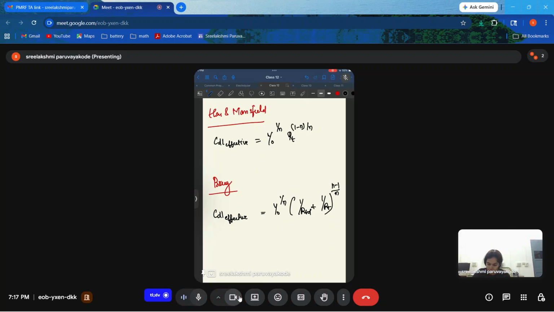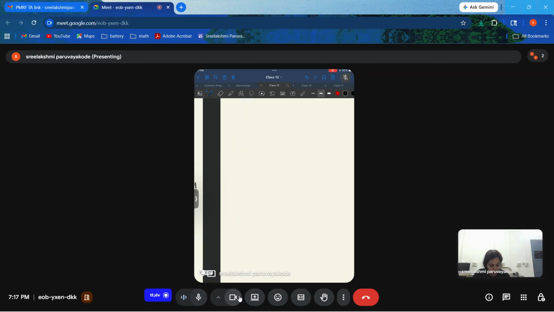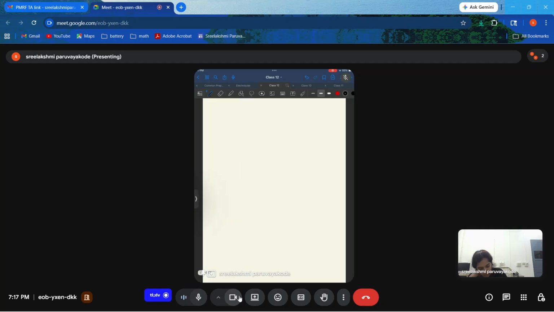So now we are going to look at the porous electrode. How will be the impedance response of a porous electrode? For a porous electrode, the impedance response will be different from a planar electrode. Now let's see how it is.